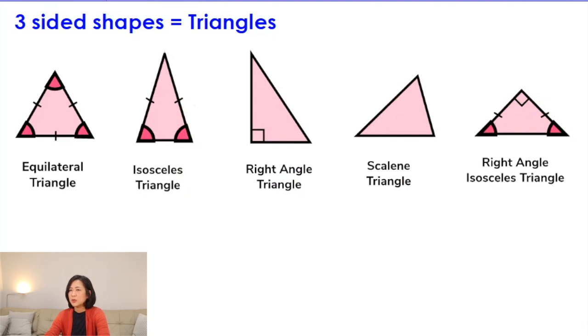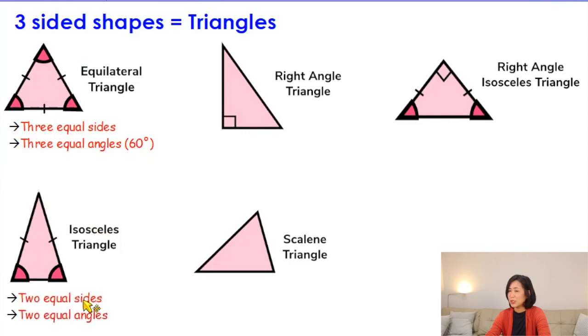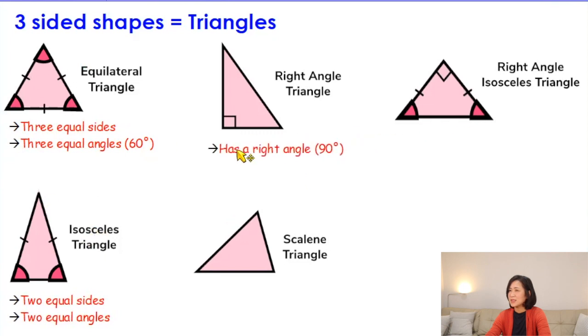Now let's talk about a bit of details of each triangle. Let's focus on their sides and angles. So now equilateral triangle. What do you know about the equilateral triangles? It has got 3 equal sides and 3 equal angles. That is 60, right? Then now isosceles triangle. This is very important. It has got 2 equal sides and at the same time 2 equal angles. Then right angle triangle. It has one right angle, that's 90 degrees.